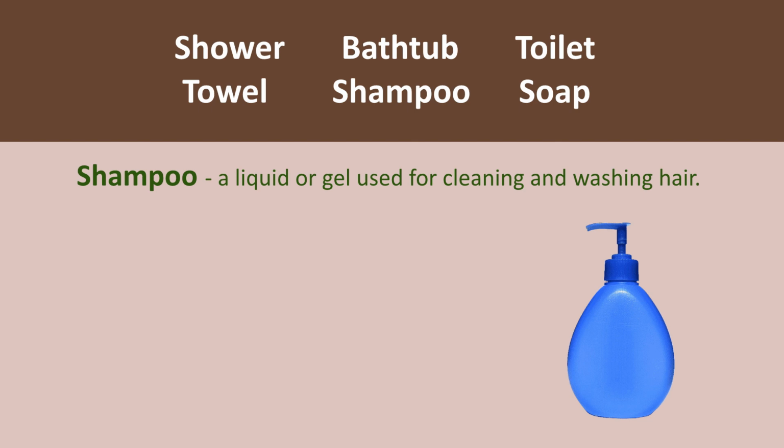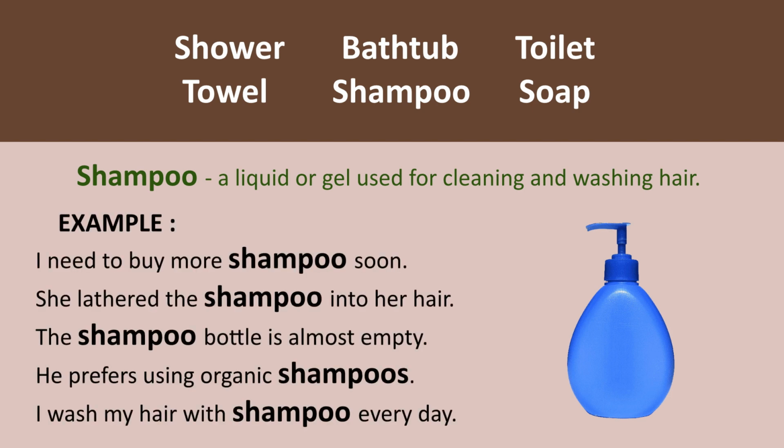Shampoo. A liquid or gel used for cleaning and washing hair. Example: I need to buy more shampoo soon.